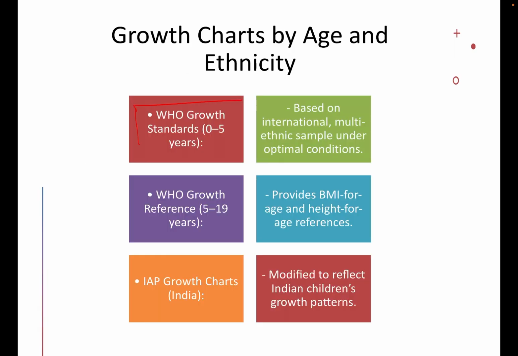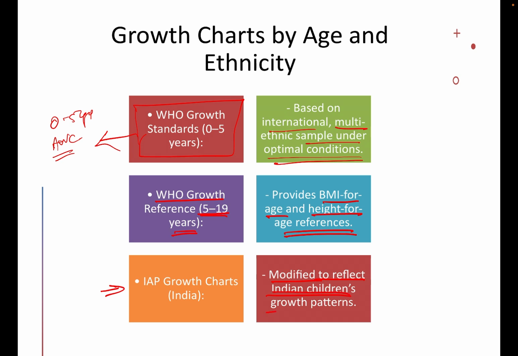The WHO growth charts are the standard ones which we tend to use for 0 to 5 years, that is typically in Anganwadi children. It is based on an international multi-ethnic sample under optimal conditions. The WHO growth chart is also there for 5 to 19 years. It provides BMI for age and height for age references. And the IAP growth chart is available, modified to reflect Indian children's growth patterns.